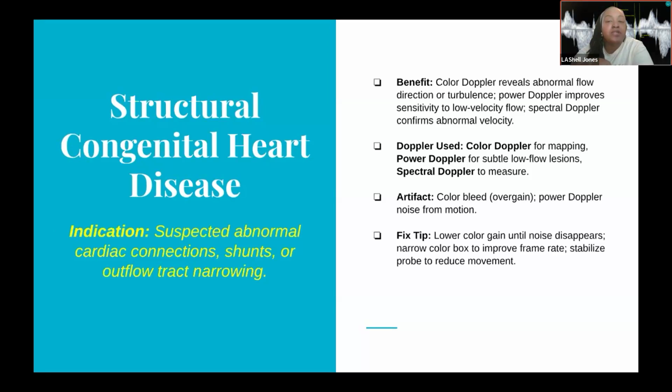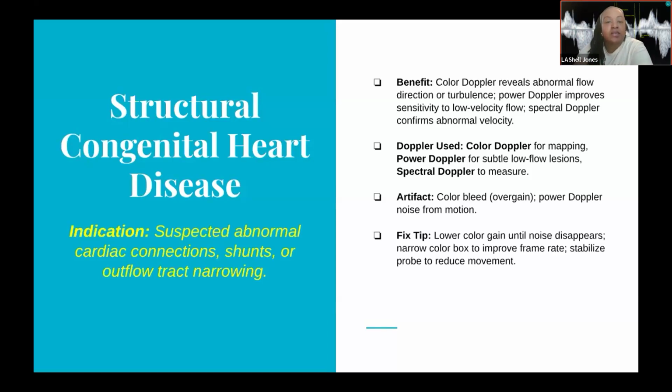Power Doppler may be too noisy in this particular one, especially when assessing for VSDs. So you probably want to use the color Doppler instead. Okay. A quick fix tip: lower your color gain until the noise disappears, narrow your color box to improve the frame rate, and then stabilize the probe to reduce movement.